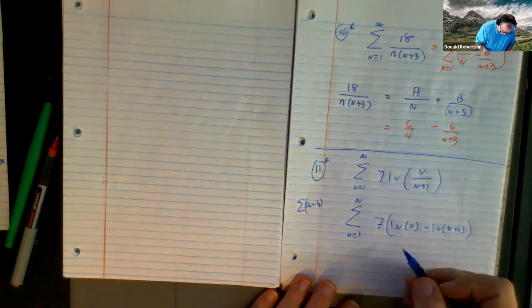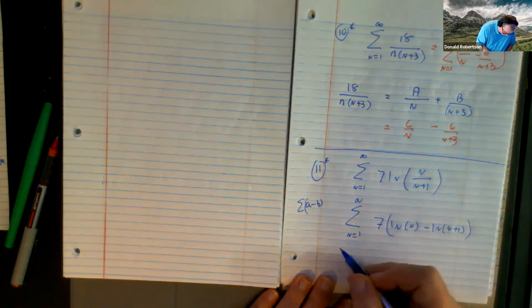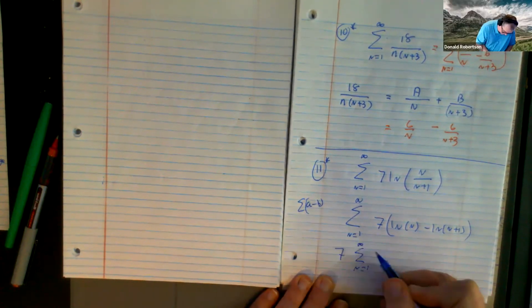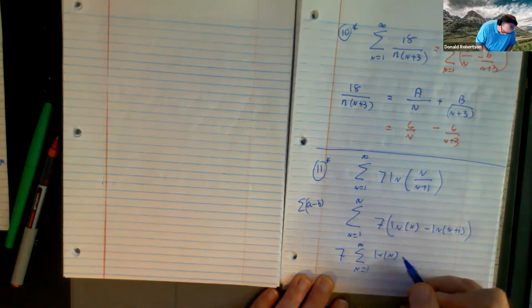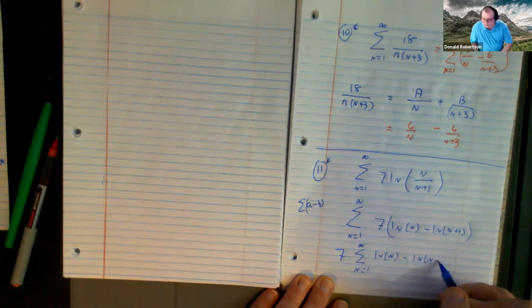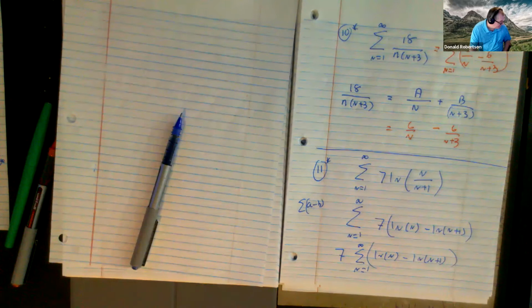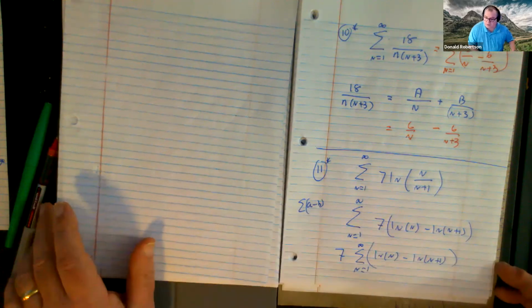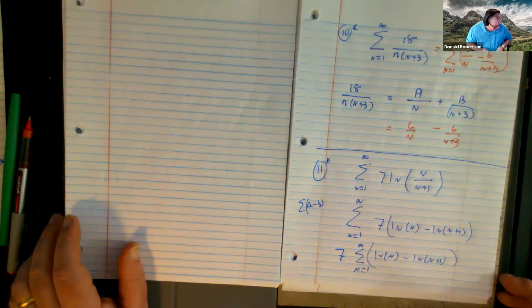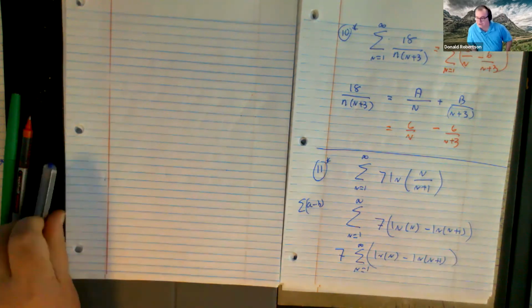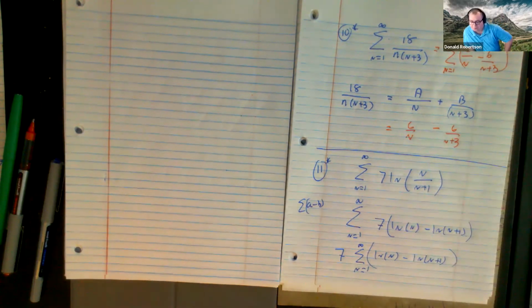I don't like that 7. Actually, I'd probably pull the 7 out of the sigma here. I like to do that. There. Would you agree that's a very nice telescoping series that you should be able to prove? That's me finished with telescoping series. Any questions before we return to some geometric series that are a little bit more difficult?